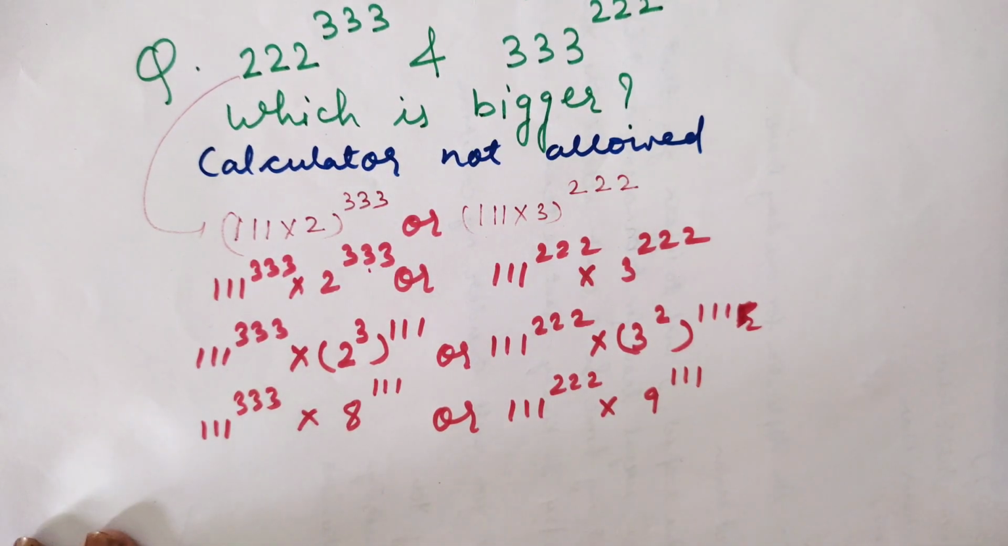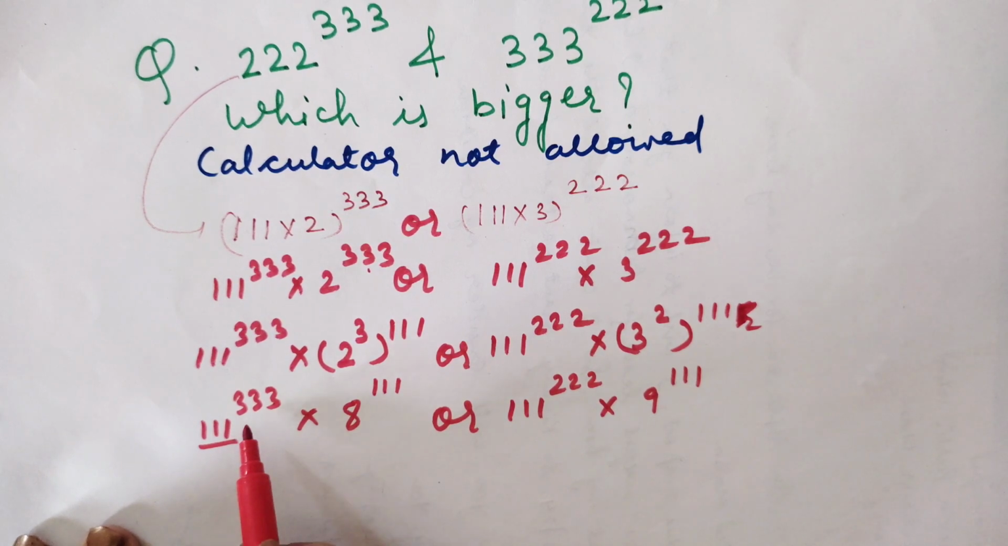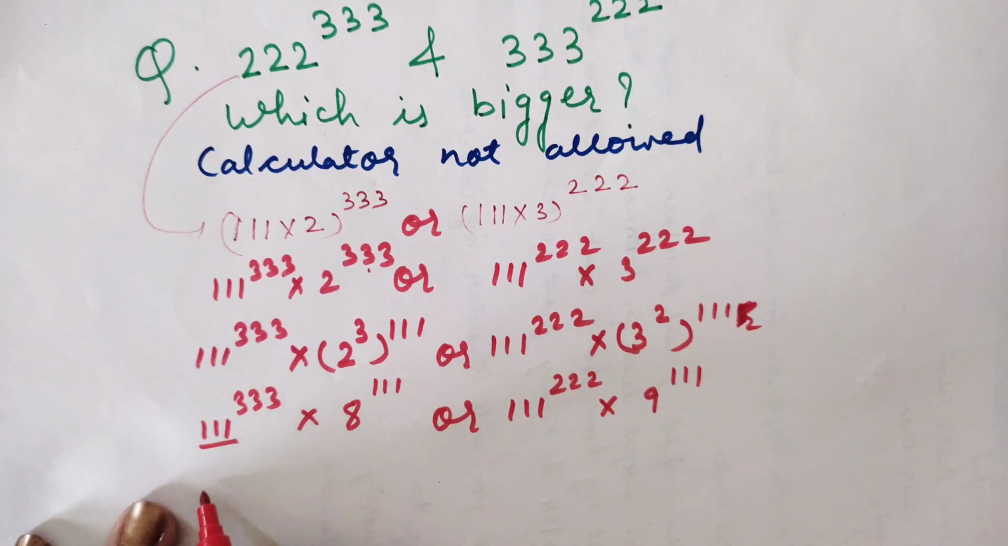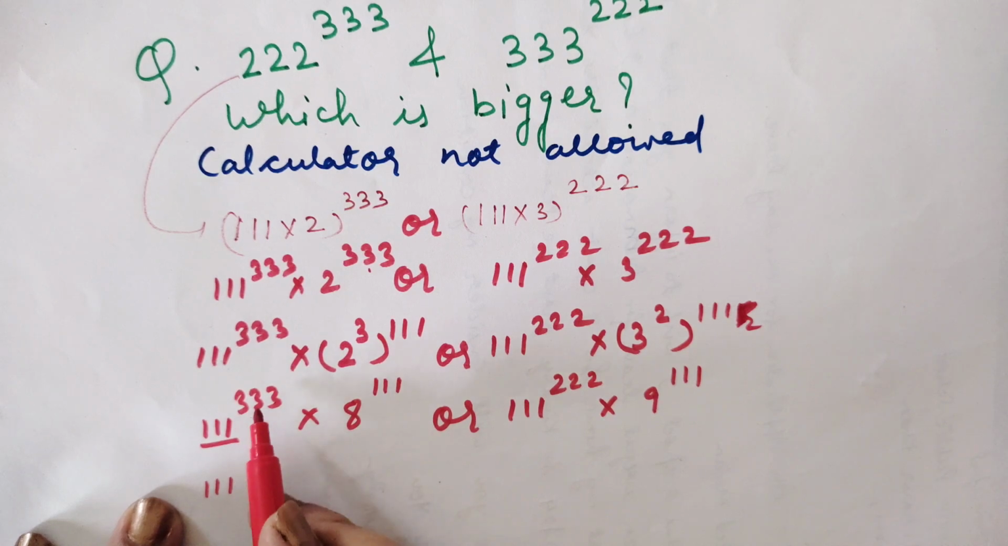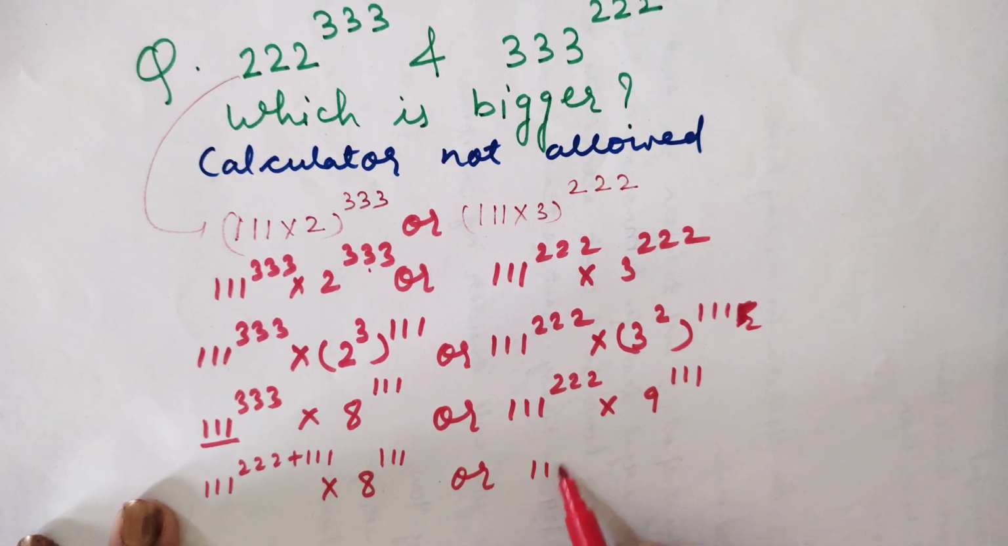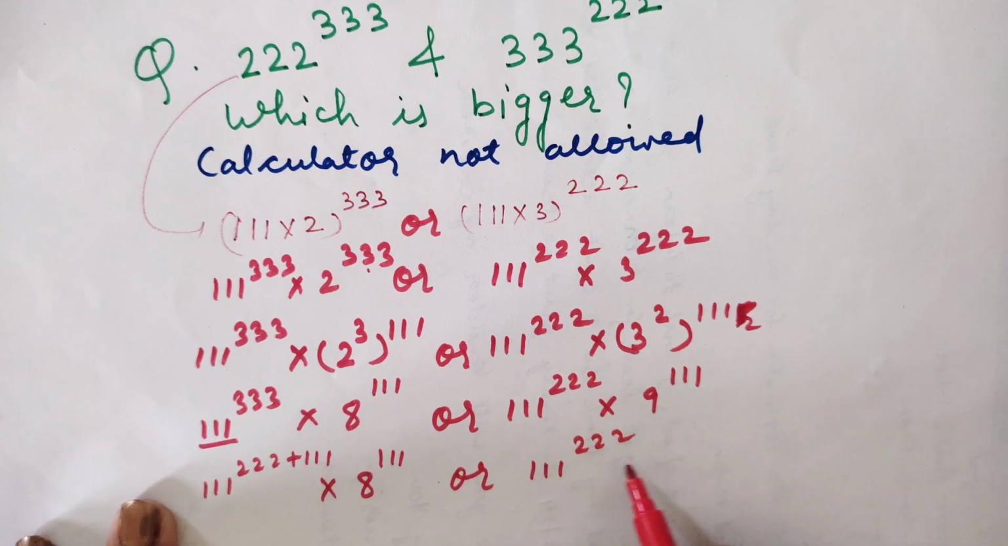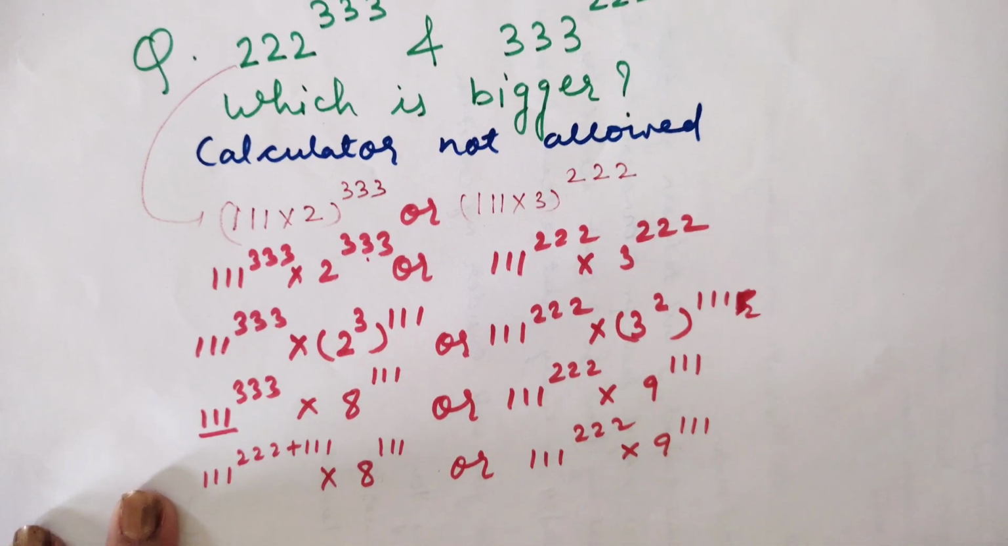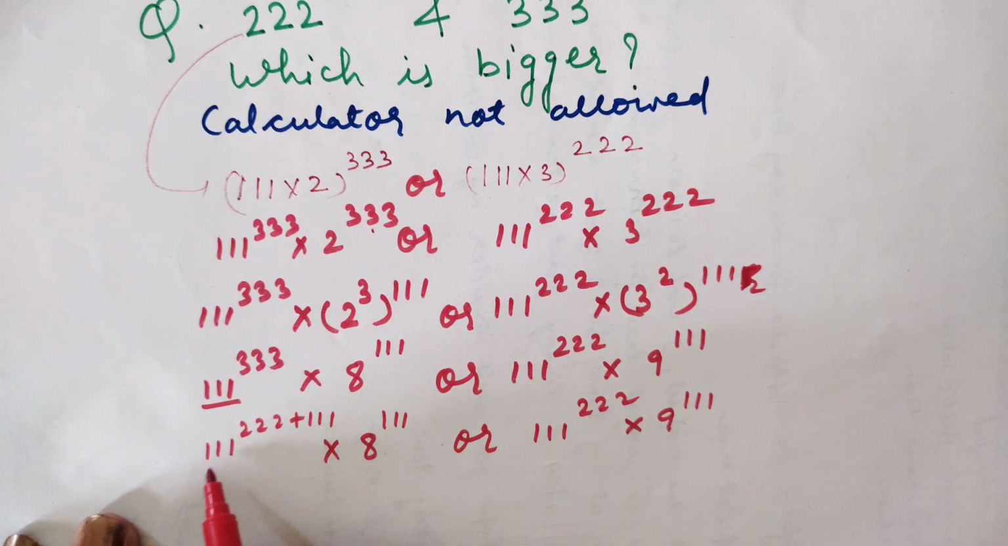Now you can see this 111 power 333. Can we write 111 power 333? We will expand this 333 in two parts, 222 plus 111. If you add these two numbers, you will get again 333. And this one is as it is. Similarly, here we will not disturb this term; we will write this term as it is. Now you can see this 111 power is 222 plus 111.